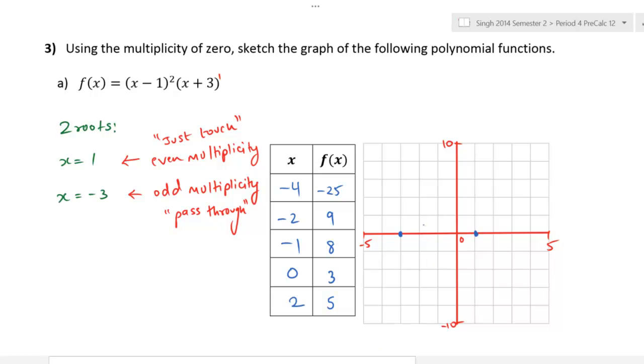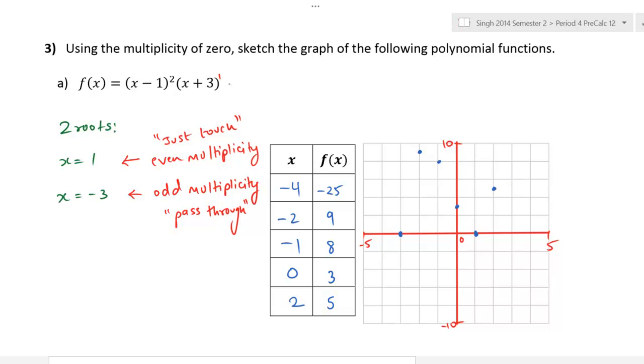-2 and 9 is going to be somewhere up here. -1 and 8 is going to be up here. 0 and 3 is going to work out to be over here. 2 and 5 is going to work out to be here.